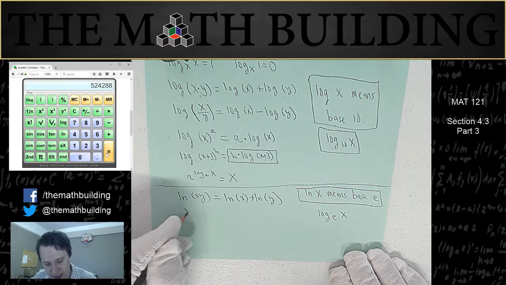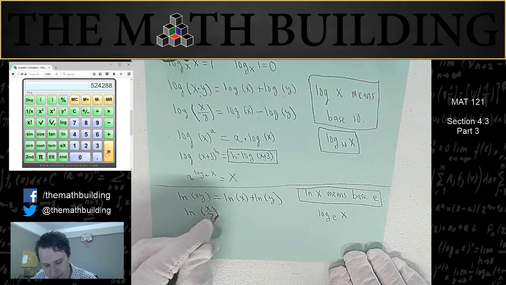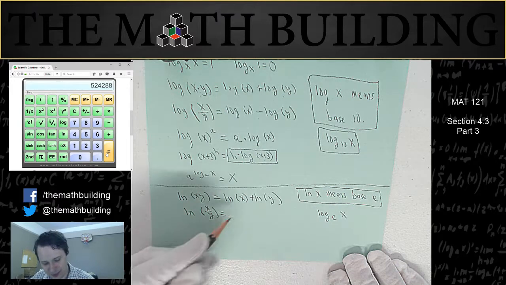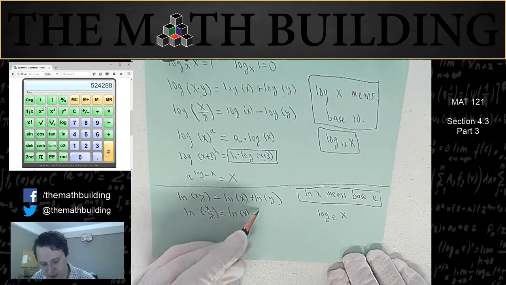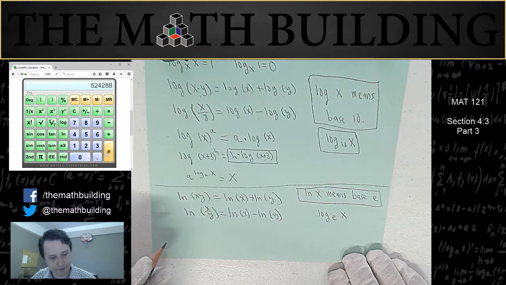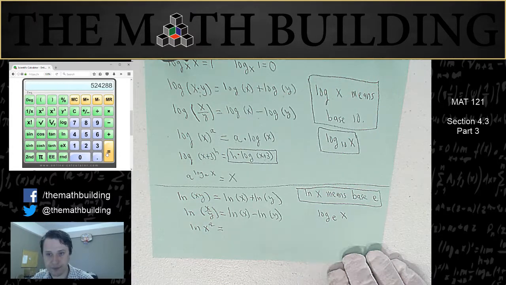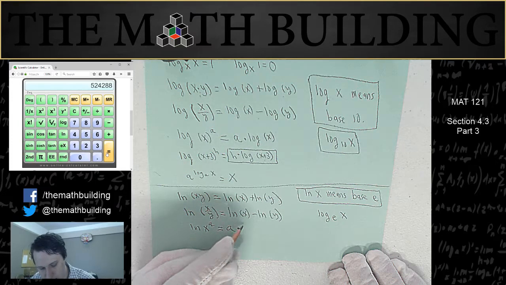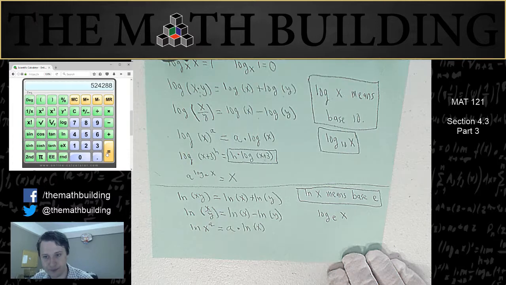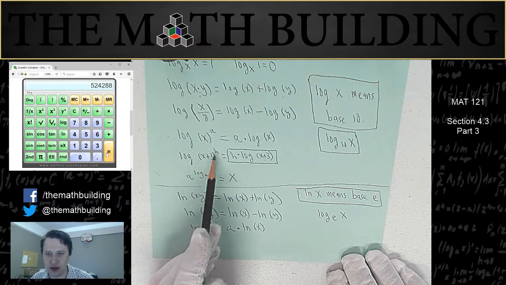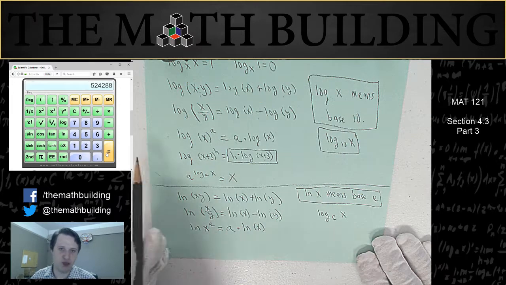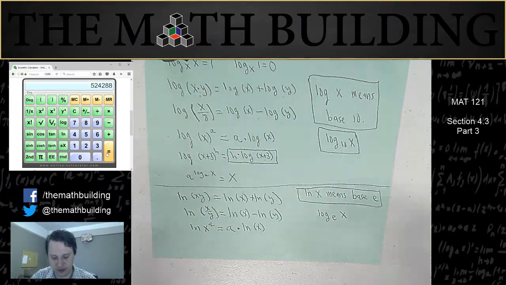What do you think ln of x over y would be? Any ideas? It's the same as the rule before: ln of x minus ln of y. What would ln of x to the a be? Well, you can take that a and bring it down in front: a times ln of x. Again, that a has to be over the entire thing like we had here. If it was x to the h plus 3 outside, you couldn't bring the h down. The h has to be in parentheses around everything.